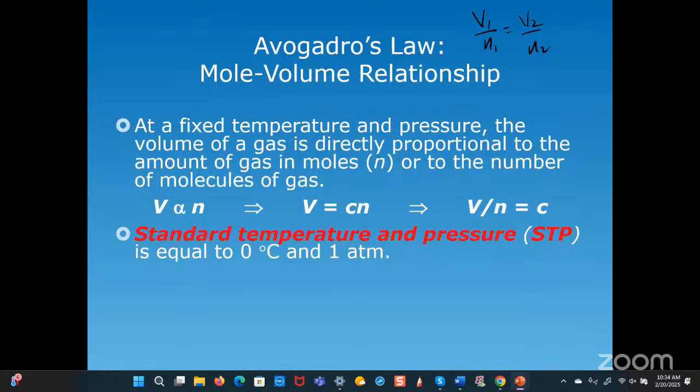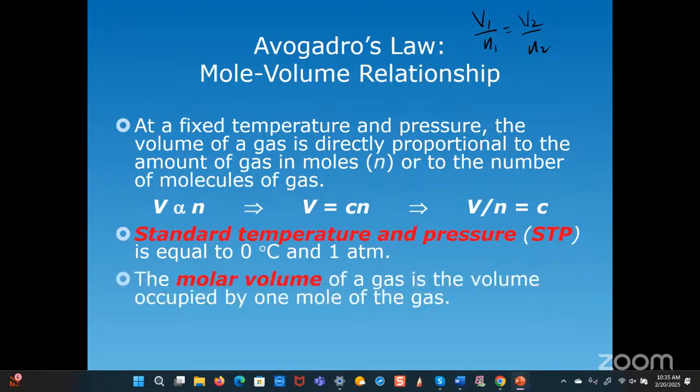So the powers that be, whoever they are or were, decided that the standard temperature would be equal to 0 degrees Celsius or 273 Kelvin, and the standard pressure would be 1 atmosphere, which is of course 760 millimeters mercury. So whenever you hear the term STP, you should immediately understand we're talking about those conditions.